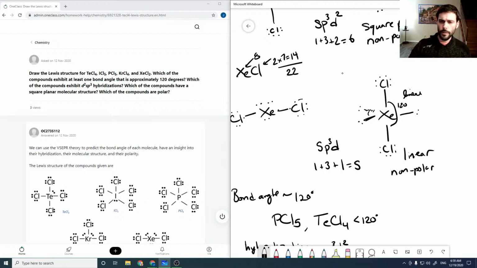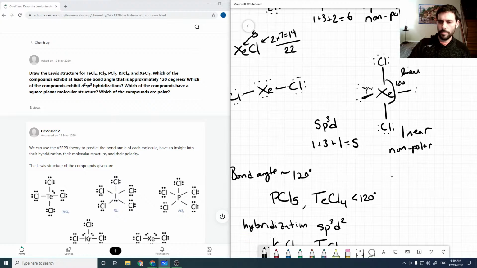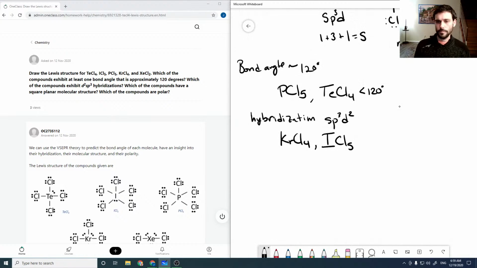Okay, so which of the compounds are square planar? So for square planar, that was only KrCl4, and polar, that was the first two, and then the latter three were nonpolar.